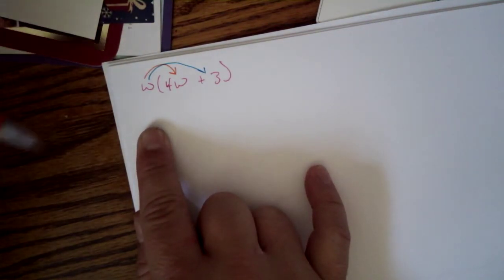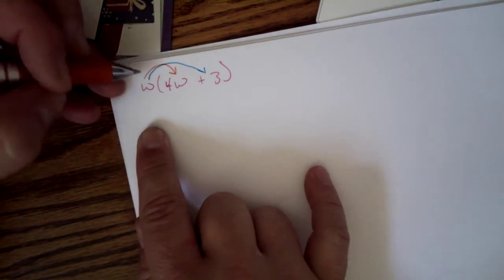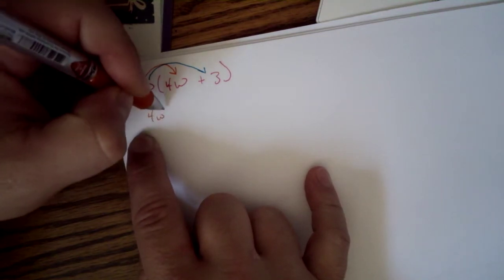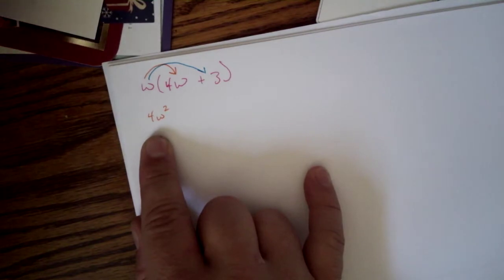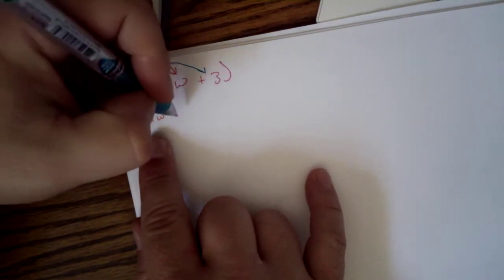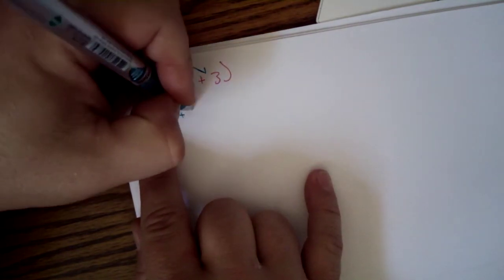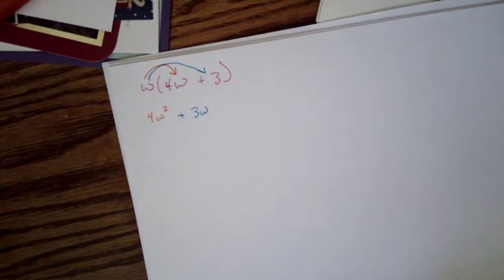Okay. So W times 4W, that's just going to be 4W squared. Because remember, the squared means I have two W's. And then plus W times 3, 3W. That's it. That's the whole problem. It's the whole section. Okay? All right. Let's go on to the next one.